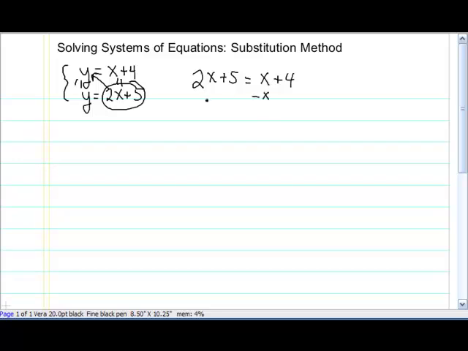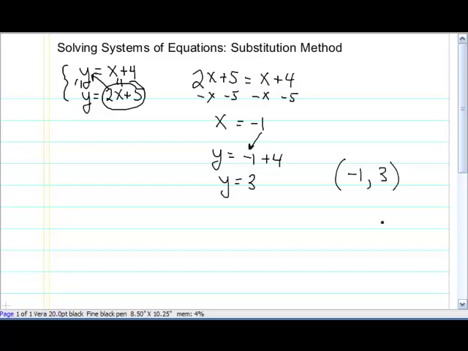We can get the x's on one side by subtracting x's, and we can get the numbers to the other side, and we get x equals -1. Now we have to find the y value, and we do that by plugging this x back into one of the original equations. So if we use the first equation, we get y equals -1 plus 4, or y equals 3. So our solution is (-1, 3). If we wanted to test it, we could put -1 and 3 into the first equation and into the second equation for the x's and y's, and it would make both equations true.